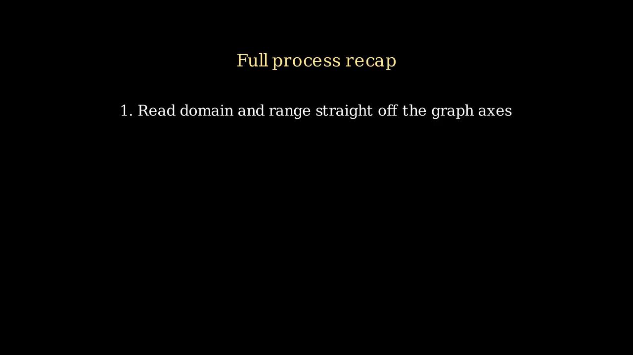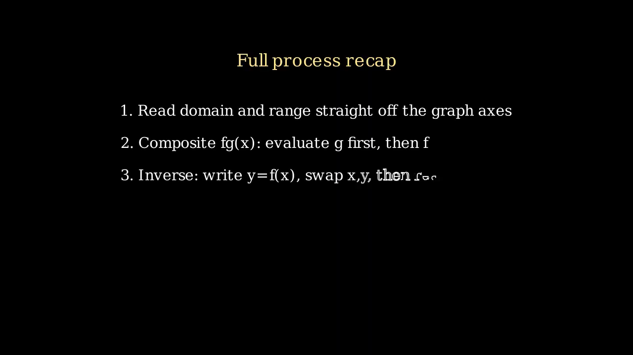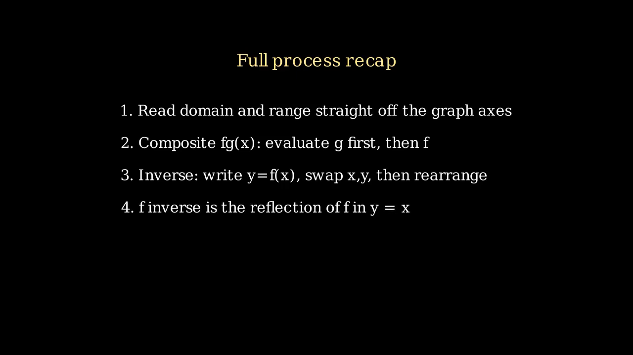Full process. Step 1. Identify the domain and range by reading the x values and y values directly off the graph. Step 2. For a composite function, work from the inside out, evaluating the inner function first. Step 3. To find an inverse, write y = f(x), swap x and y, then rearrange for y, and check the function is 1 to 1 first. Step 4. Remember the graph of f⁻¹(x) is the reflection of f(x) in the line y = x.